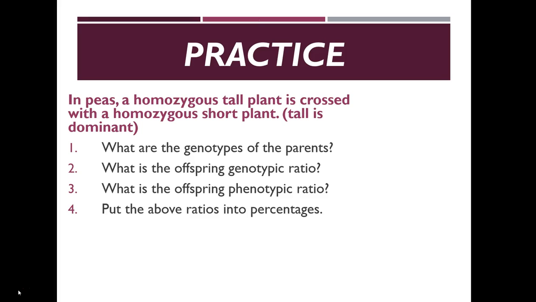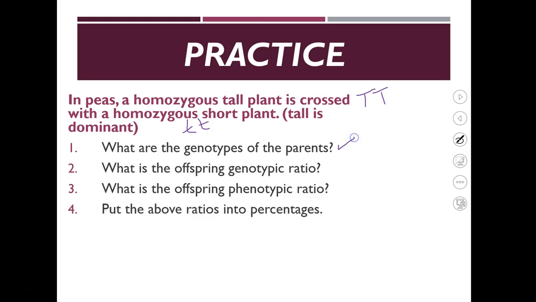problems in your booklet. So in peas, a homozygous tall plant is crossed with a homozygous short plant, and we know that tall is dominant. So a homozygous tall plant, if we use the letter T, would be TT, both capital, and a homozygous short plant would be lowercase t. It's really important when you are doing Punnett squares that you choose letters that are very easy to distinguish between capital and lower cases. Things like O's and S's really don't work so well.